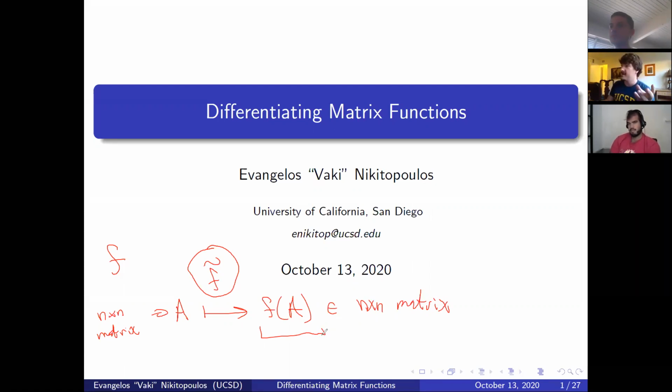Most of you have seen it in various capacities. Probably all of you have seen it at least when f is a polynomial and when f is e to the x. Those are common functions to apply to matrices. But I'll tell you a little bit systematically what I mean. And then I will tell you about what differentiation is for me, maps between normed vector spaces. And then I'll get to the meat of the talk, which is the actual act of differentiating this function.